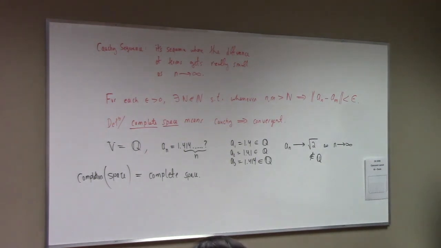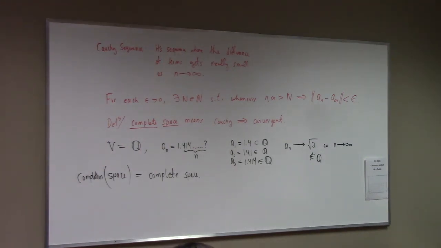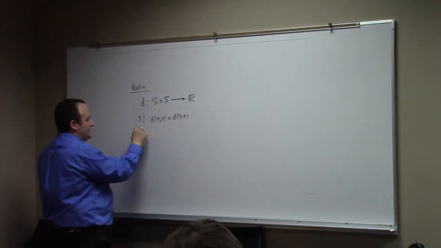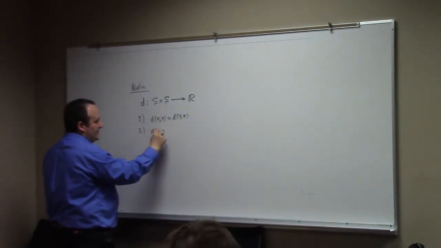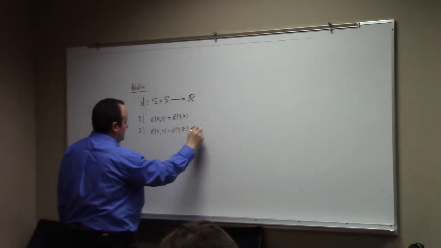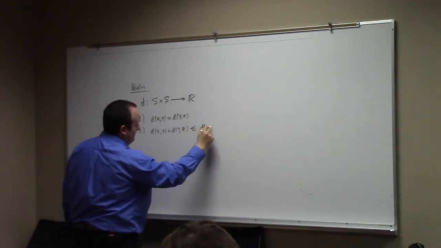It's a distance function. It goes from the set across the set to the reals, I suppose. And you have a few different axioms. First of all, it's symmetric. So the distance from x to y is equal to the distance from y to x. It satisfies triangle inequality. So the distance of x to y plus the distance from y to z is greater than or equal to the distance from x to z.